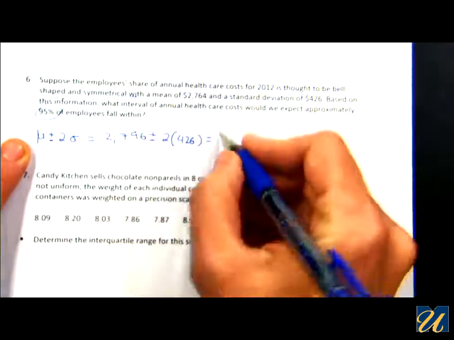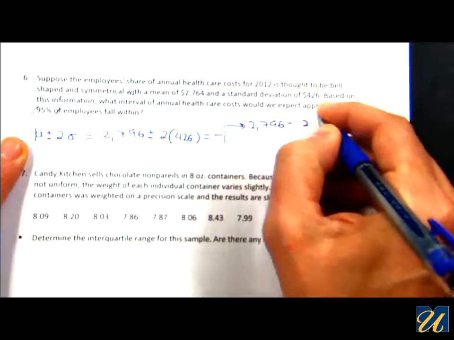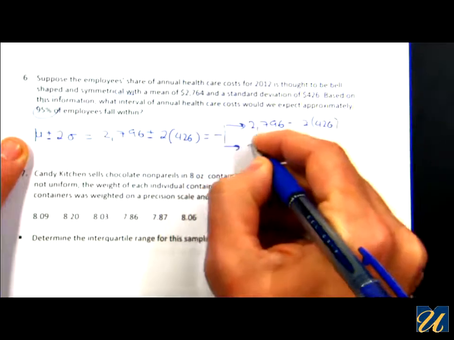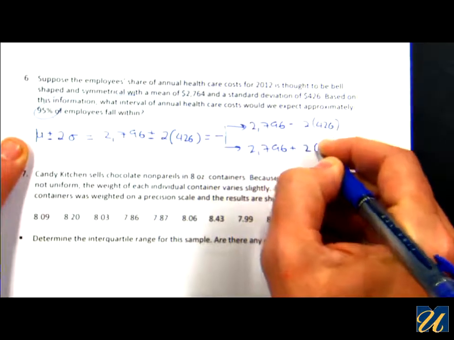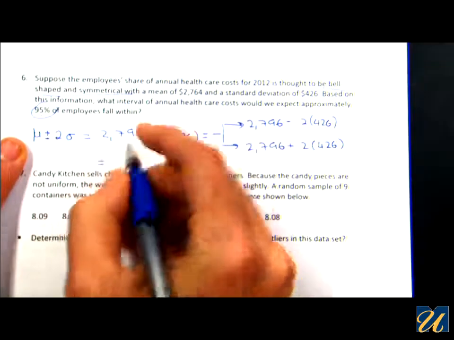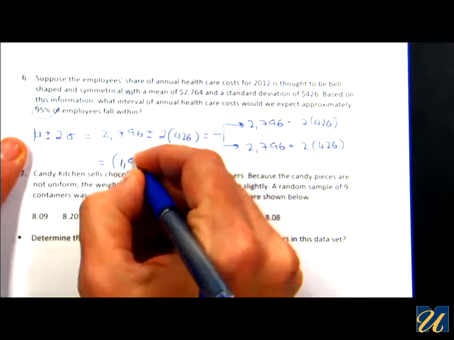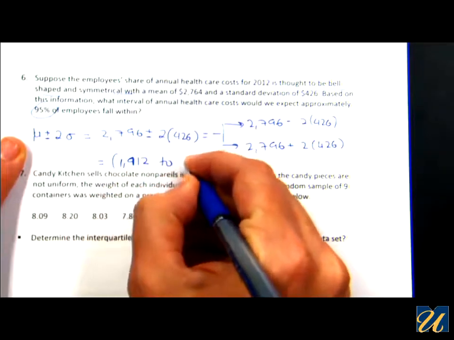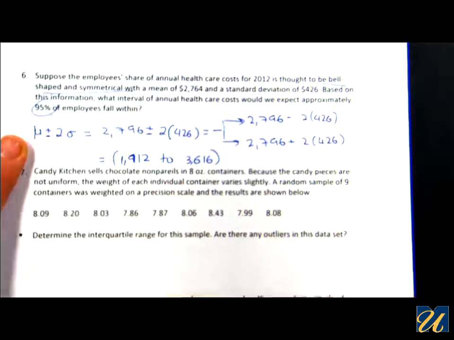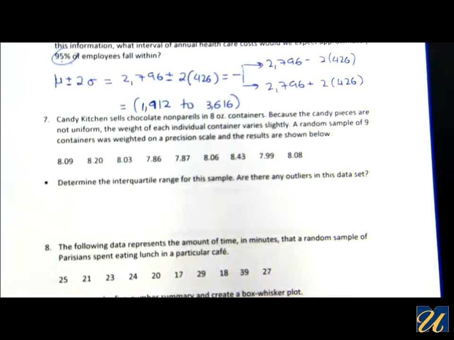So we will do, for the lower limit, 2,796 minus 2 times 426. For the upper limit, 2,796 plus 2 times 426. So this would be 1,901 to 3,616. Again, if I was looking for a different percentage, the number of standard deviations would change.